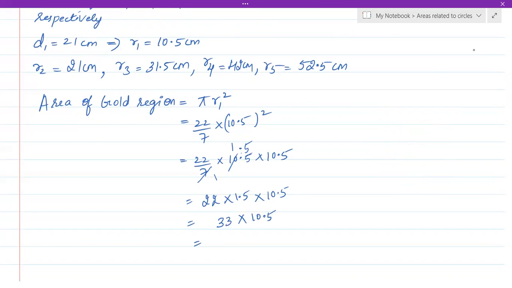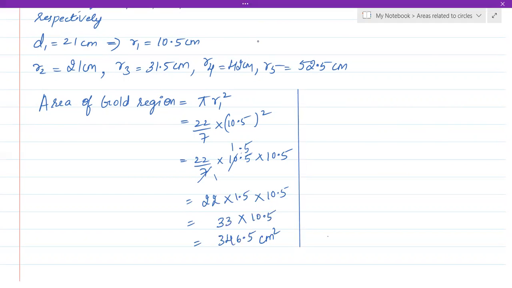So the area becomes 346.5 centimeter square. Everything is given in centimeter, so it becomes centimeter square. This is regarding the area of the gold region. Now what we'll do is, let's find the area of the red region. Let me solve it here itself.